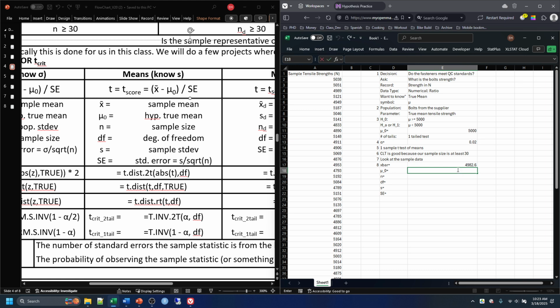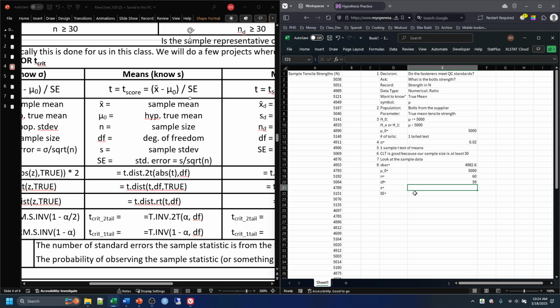And then here, for my hypothesized population mean, mu sub 0, I already set it up here. It was equal to 5,000. N, I'm just going to say COUNTA of the range that I have, and it says that I have 60. Our degrees of freedom, okay, so it's not stated here, but if you go back to page 3, remember that right now our degrees of freedom are just equal to our sample size minus 1. That gives our degrees of freedom.